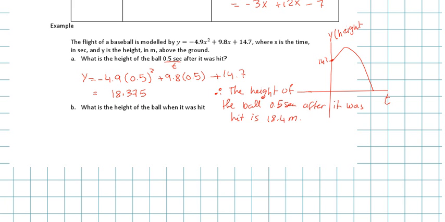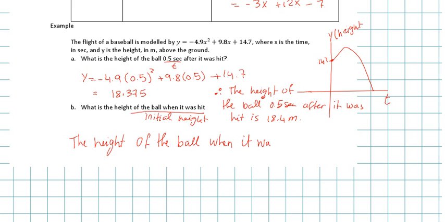14.7. That's right. So this is looking for your initial, right? Your initial height. So the height of the ball when it was hit is 14.7 meters, and I got that from the equation's y-intercept.